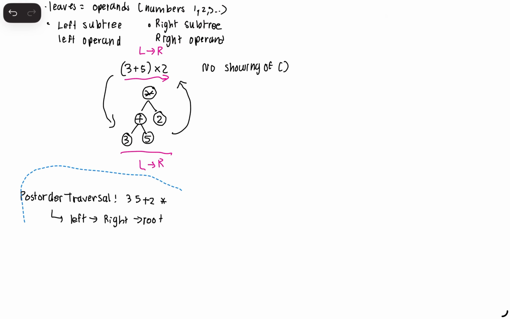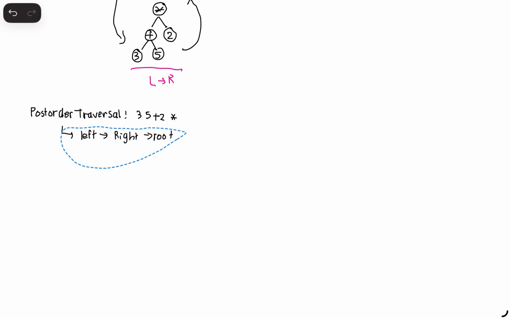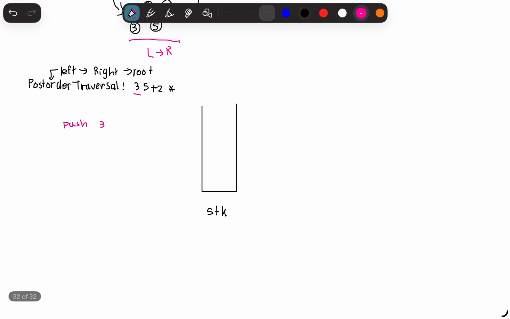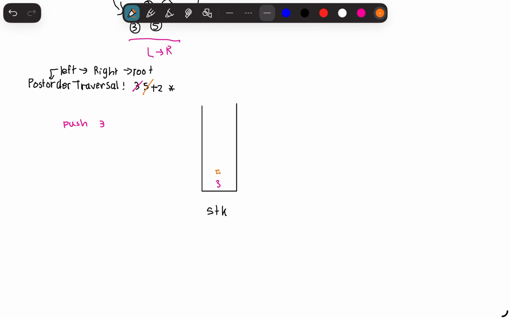So first, we see we have 3. With our 3, we're going to push 3. So here's our stack. We'll make a stack here. Now, after this, we see 5. Or, sorry, we just cross out 5, don't say pop. Then we push that onto the stack.